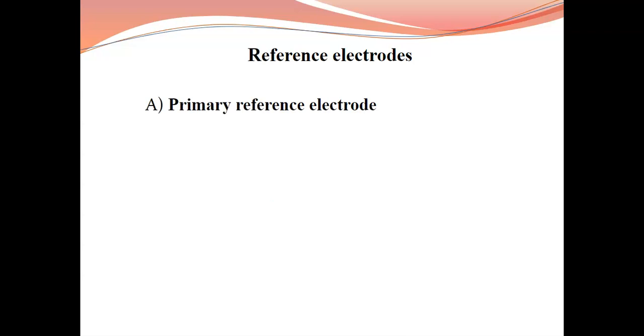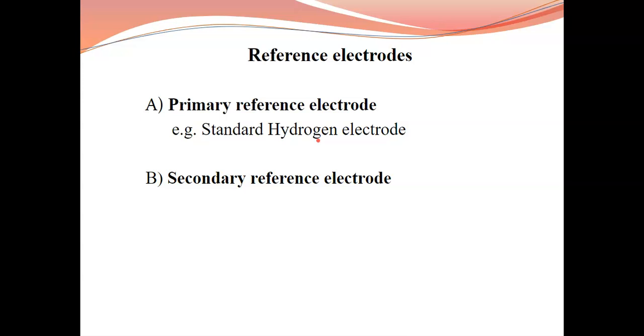Let's see what are the examples of reference electrodes. So there are again two types of reference electrodes. One is a primary reference electrode. The example is standard hydrogen electrode. And another is a secondary reference electrode. The difference between primary and secondary reference electrode is that while forming a cell, if you are connecting an indicator electrode with a primary reference electrode, the cell potential which we will get will be the potential of the indicator electrode, because standard hydrogen electrode, a primary reference electrode, has a potential value of 0 volt.